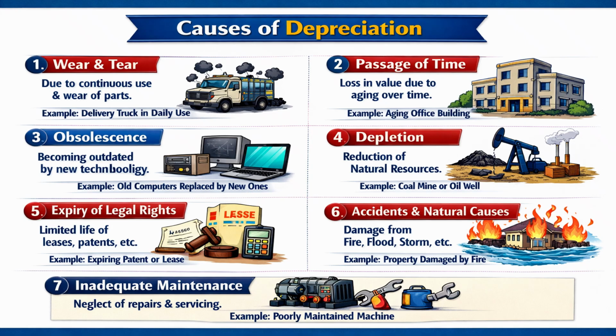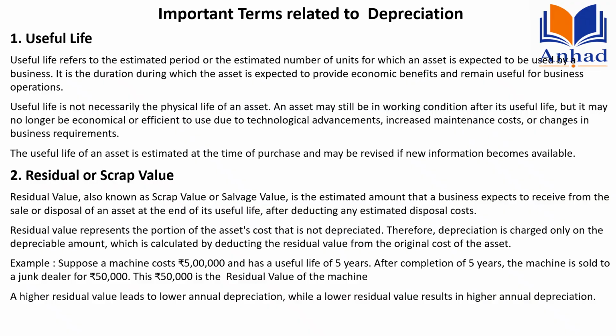Our next topic is topic number 5, important terms related to depreciation. 1. Useful life. Useful life refers to the estimated period or the estimated number of units for which an asset is expected to be used by a business. It is the duration during which the asset is expected to provide economic benefits and remain useful for business operations. Useful life is not necessarily the physical life of an asset.